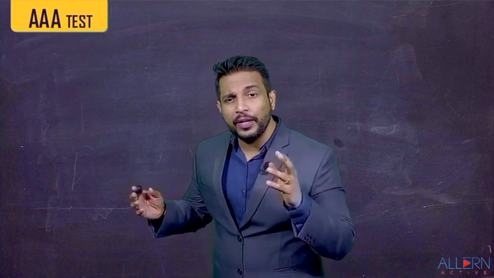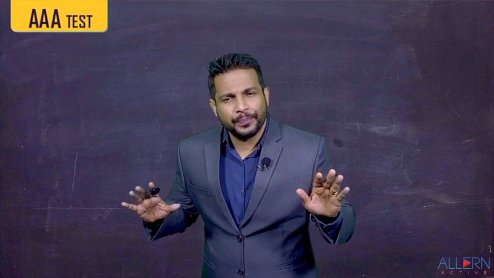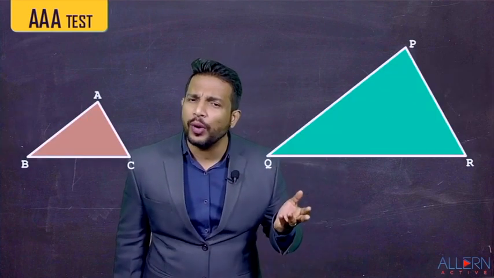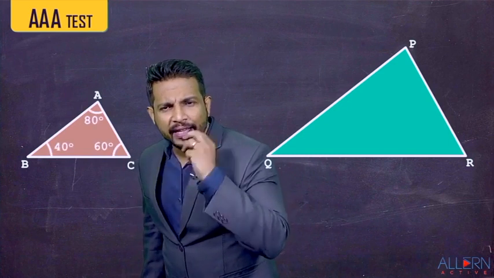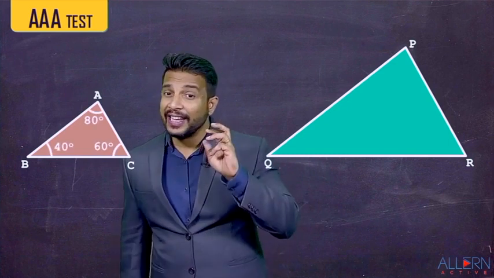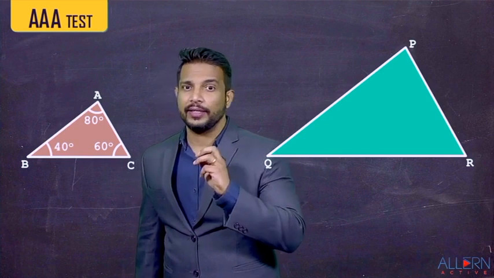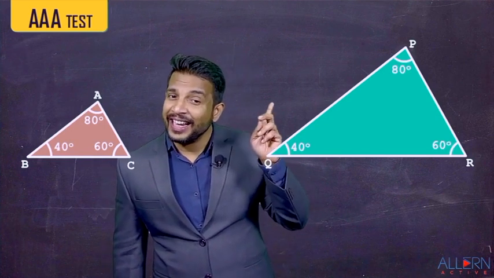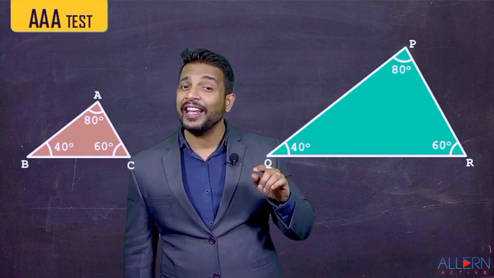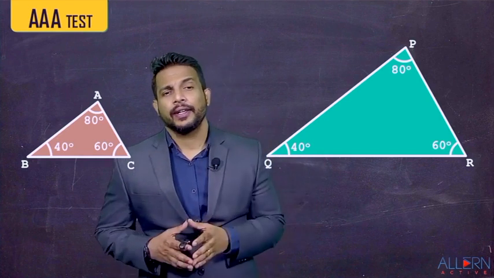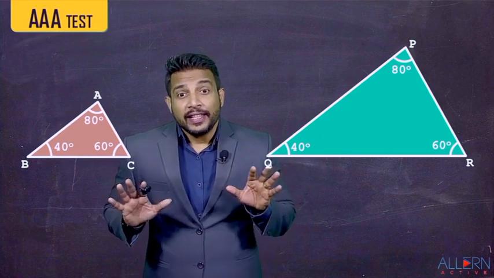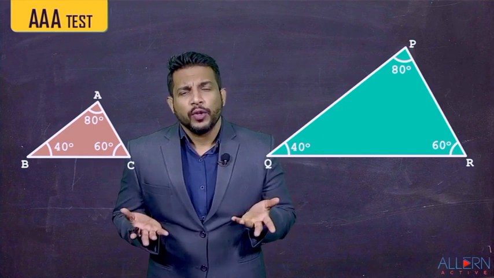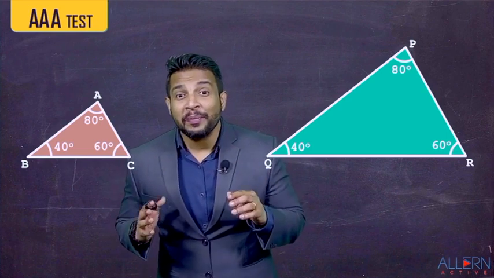It's going to be very simple. That means there is nothing here about the sides. So suppose I consider a triangle ABC and another triangle PQR, and in triangle ABC I'm saying that the angles are, angle A is 80, angle B is 40, angle C is 60. And here I'm saying that angle P is 80, angle Q is 40 degree, and angle R is 60 degree. In this case, you can see that both the triangles have to be similar. You know why? Because the shape remains the same.